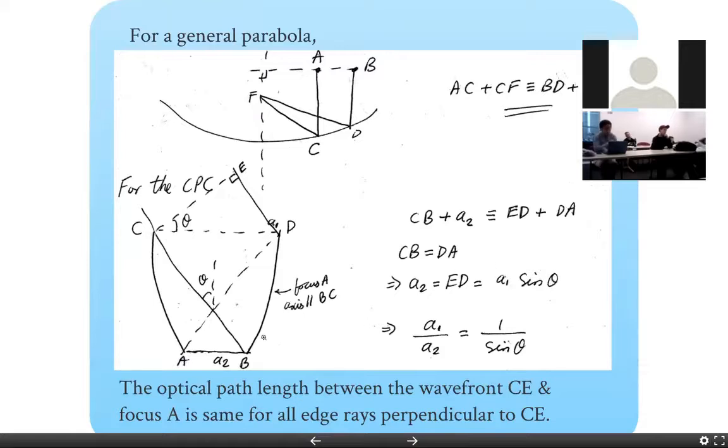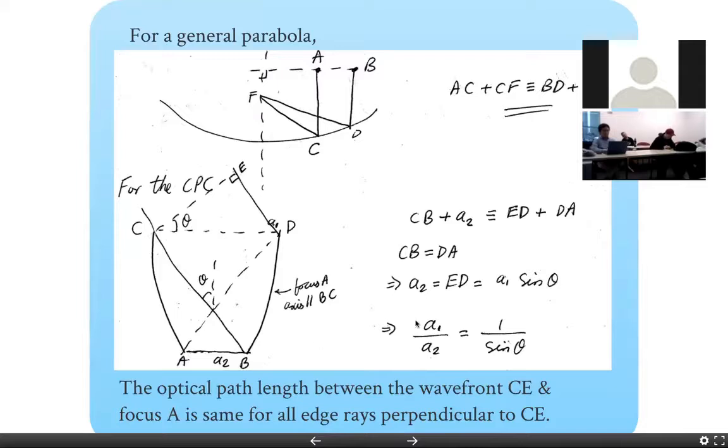Let's see how that comes. So theta is this angle, which is the input angle. A1 is this. Sine theta is ED divided by A1. So ED is A1 times sine theta. And ED is the same as A2. You can actually show that because this is an isosceles triangle, so you can show that yourself.